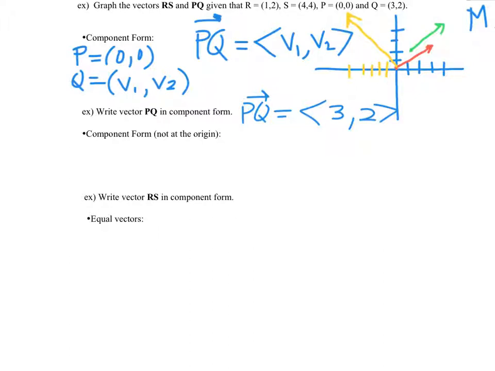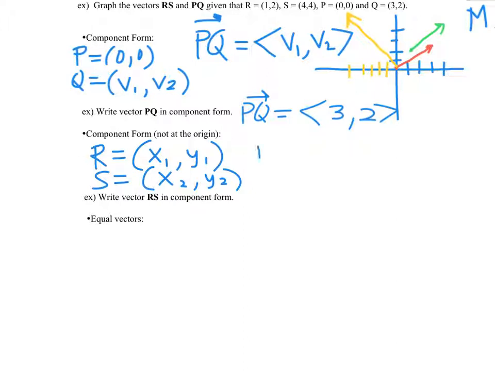Here we go. So what happens when you're not at the origin? For example, let's say that you have vector RS, and let's say R is given to you as the point x1, y1, and S is given to you as the point x2, y2. You can take any vector that's out in the xy plane, and you can bring it back to make it in its component form. It's very easy to do. This is what you do.